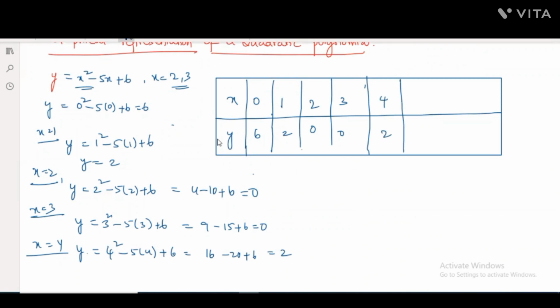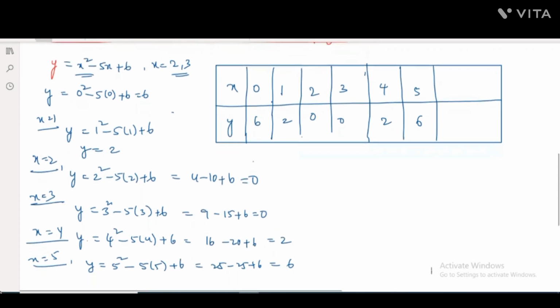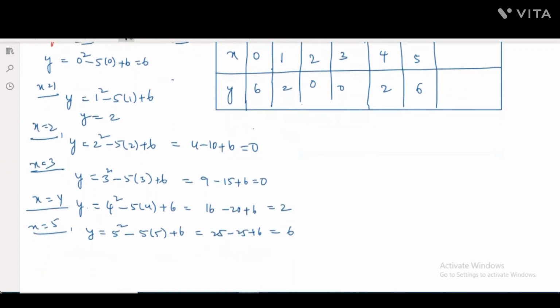Next, when I substitute 5, y is equal to 5 square minus 5 into 5 plus 6, which is 25 minus 25 plus 6, which is 6. For the perfect graph, let's see if any other values are required. Till now, the ordered pairs we took are 0, 6; 1, 2; 2, 0; 3, 0; 4, 2; and 5, 6.